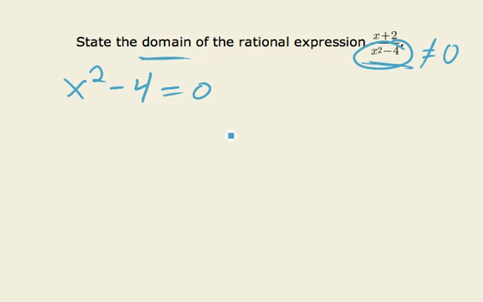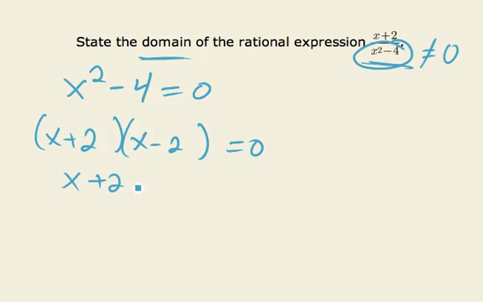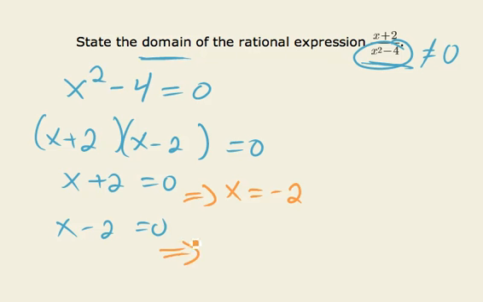Right. So to solve this, I need to factor the left-hand side. It's a difference of squares, so it factors very easily, x plus 2 and x minus 2. So I know that either x plus 2 has to equal 0 or x minus 2 equals 0 if this x squared minus 4 equals 0. So I look at this first bit, I subtract 2 from both sides, and I find out that when x equals minus 2, I have a 0. The second bit, I add 2 to both sides. I find out that when x equals 2, I have a 0.